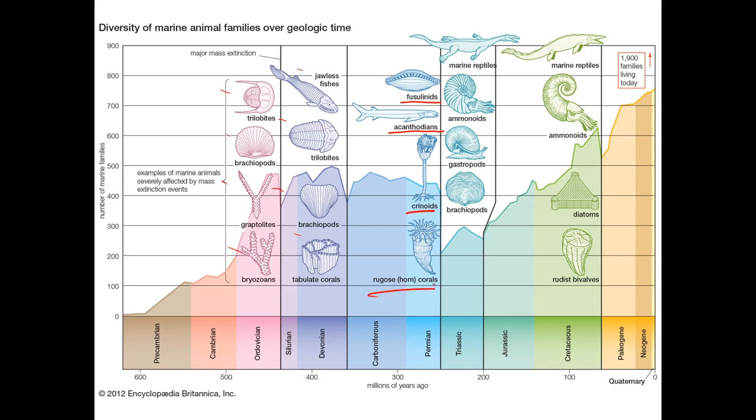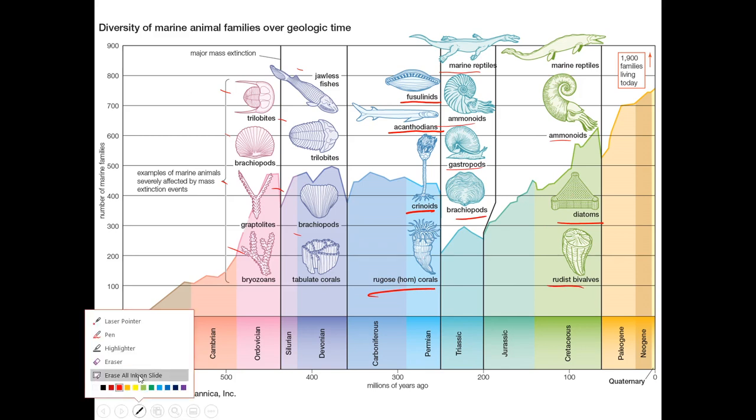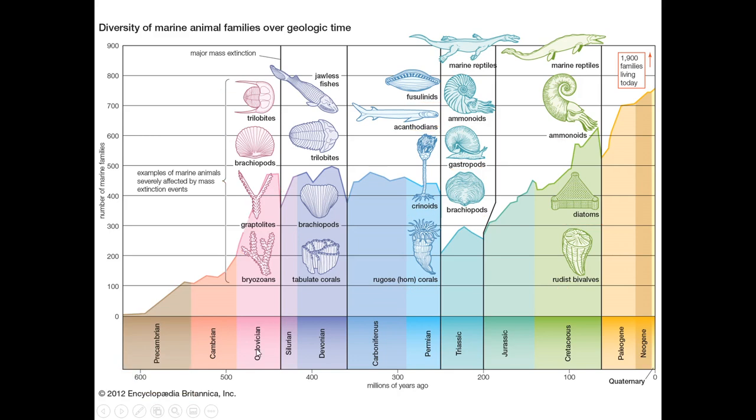And crinoids we talked about. We talked about rugose corals, brachiopods, gastropods, ammonites, all the marine reptiles, right? We've mentioned all this, as well as diatoms and rudist bivalves. So this is a really good summary page. I'd really recommend that you spend some time looking at this. What this is showing is the number of different marine species over time.